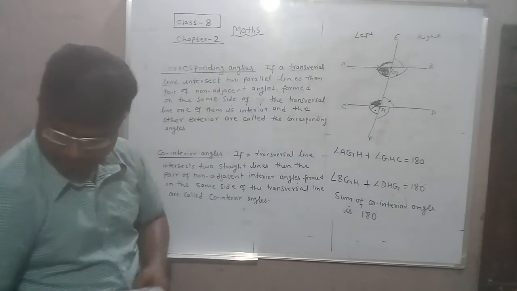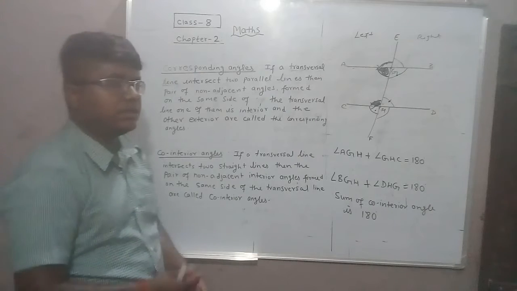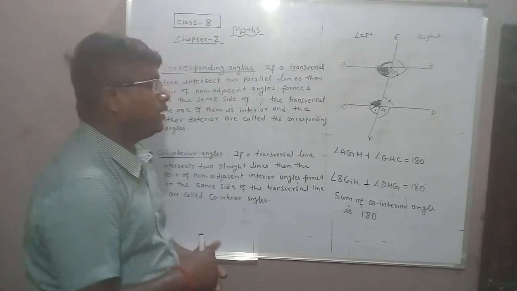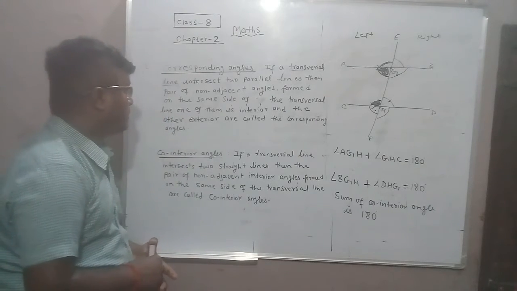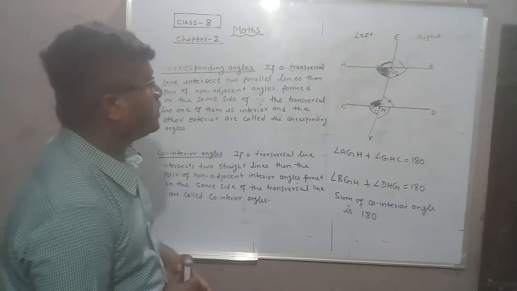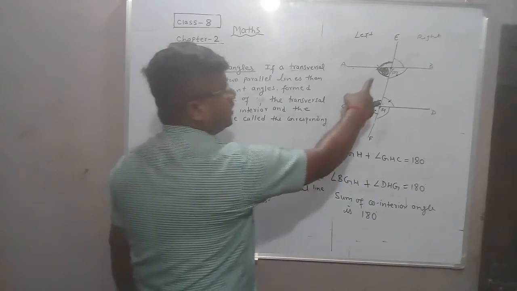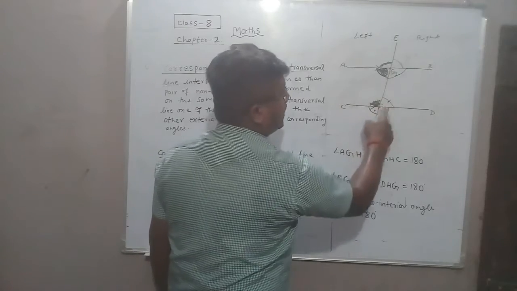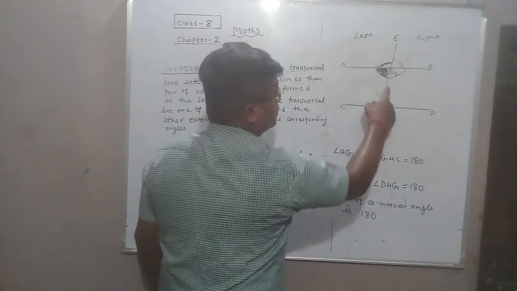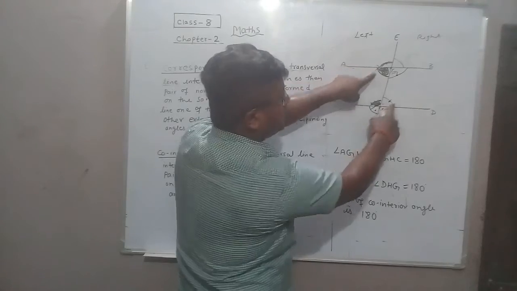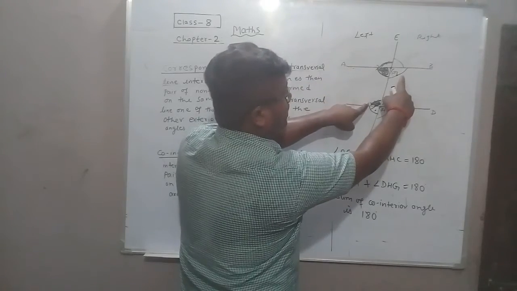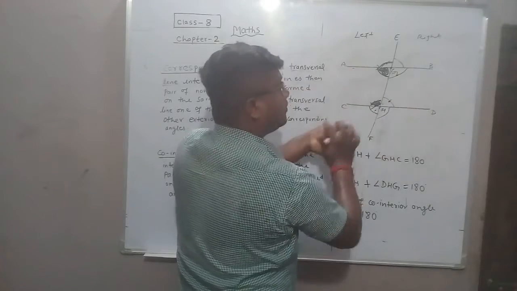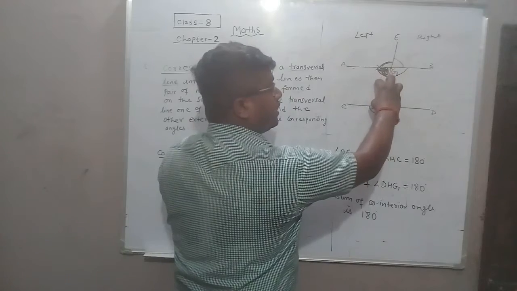So in the same figure I am going to explain all the things which we have learned here. First, in the previous video we learned about the alternate angles. What was that alternate angle? This angle AGH and angle GHD, these two angles were alternate angles. Similarly, these two angles were alternate angles. They were the angles formed interior of these parallel lines.